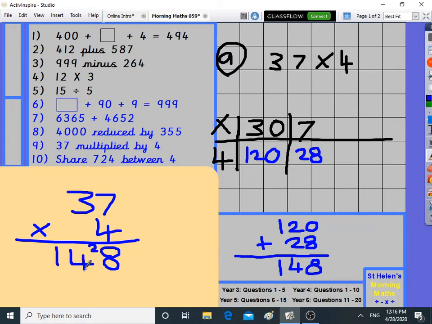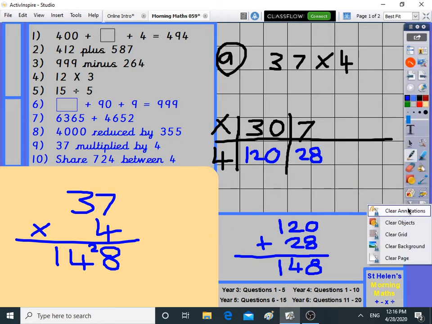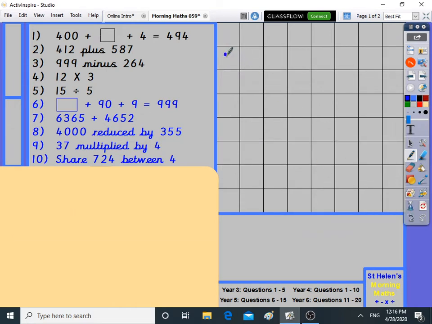Really your adding is done. You don't have to do the adding at the end. It's kind of done for you with the carrying if you do the standard method. So do whichever method you prefer. Let's move on. Number 10.